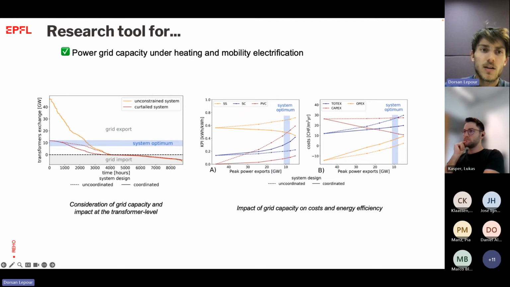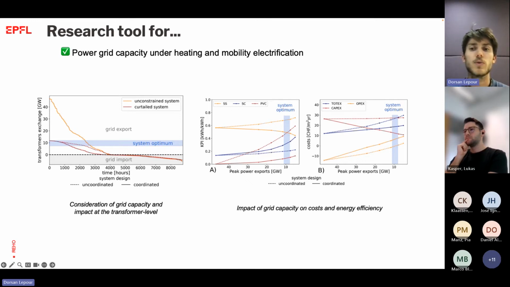Talking about grid capacity, it's also interesting to investigate the combined impact of heating and mobility electrification. So for example, when heat pumps, electric vehicles, and photovoltaics are massively deployed, this plot shows the difference between the coordinated or uncoordinated decision. What I mean by uncoordinated is every building takes its decision independently.